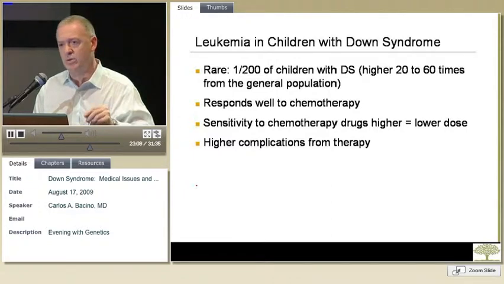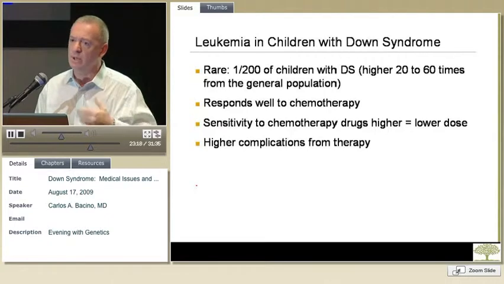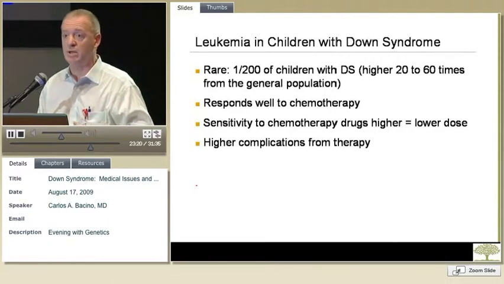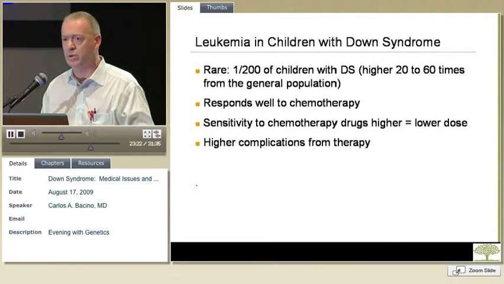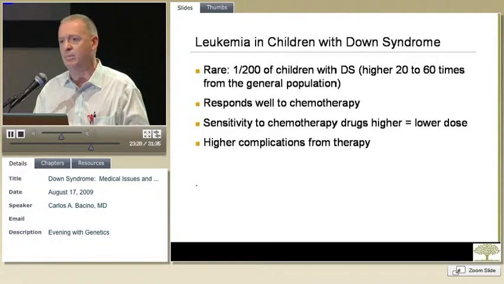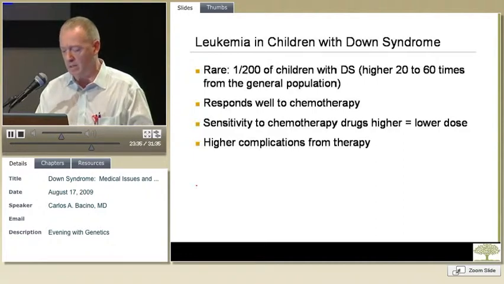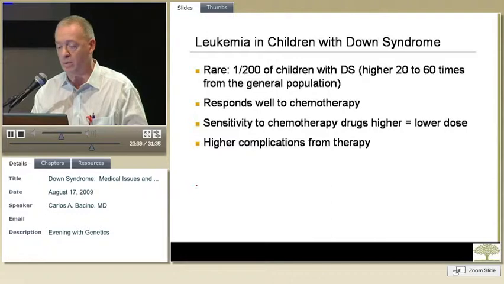And the one thing that you should know is that the leukemias in these kids are very sensitive to chemotherapy, and the way they are treated is different. They use lower doses and have a very good response, but because they seem to be more sensitive, they have higher complications from the therapy. But it's something that can be managed relatively well; the hematologists are very well aware of this type of treatment and disorders.